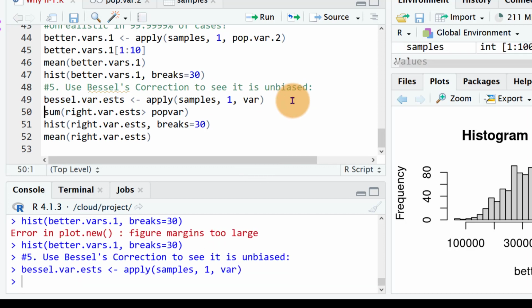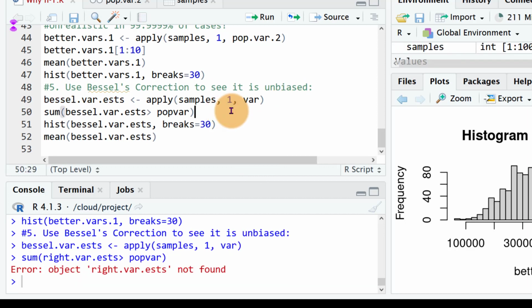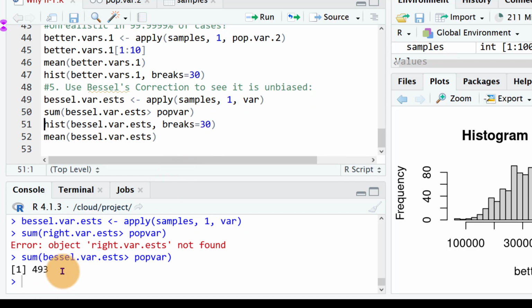Control Enter. So how many of them are too large now? Only 493 are too large. So that means that 507 are too small. We're getting very close to that 50-50. Now again, this is random. These are random samples. We're not going to get 50% exactly too high, 50% too low every single time, but we should get something pretty close to 500 on each side.